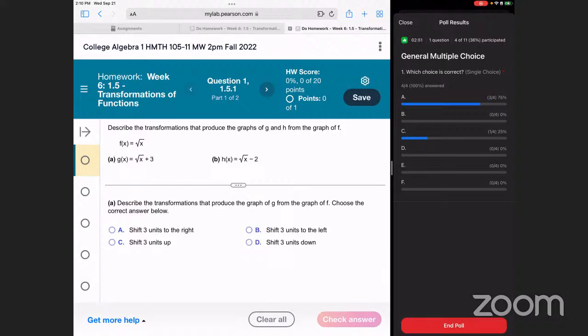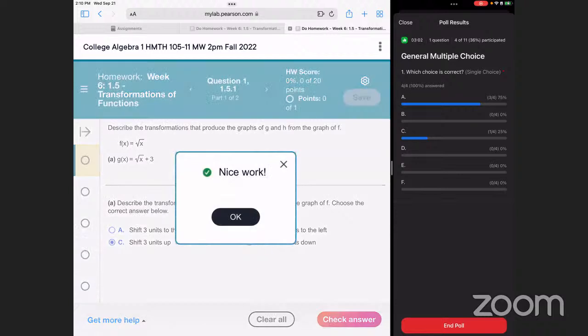Now the moment of truth, right? Because it says we're adding a 3 on the outside, so that's going to affect the y. So all the y values get 3 added to them, so that should shift the graph up. My vote is going to be C, right? I'm going to go against the audience.